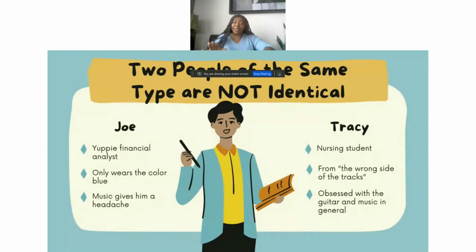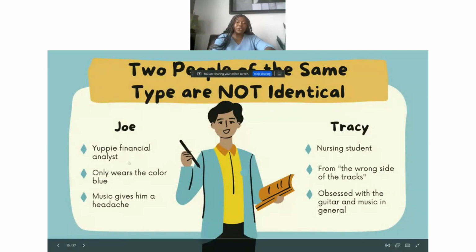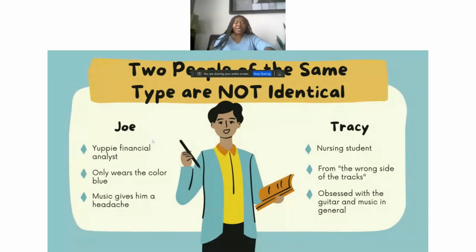I see people who are the same type, but who you would never guess are the same type, really, unless you know them really well, because they act wildly differently. So for this example, we're going to use Joe and Tracy. Joe here, he's like a yuppie financial analyst. He only wears, as you see, the color blue. And music tends to give him a headache.